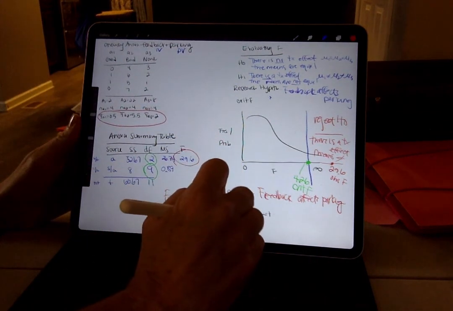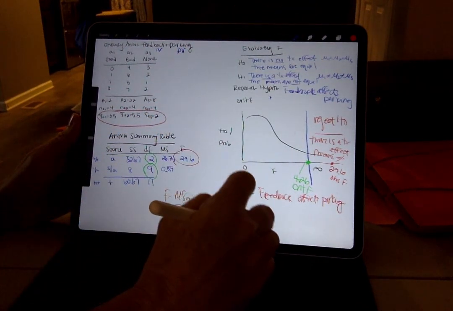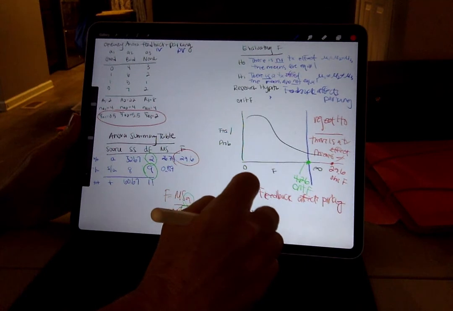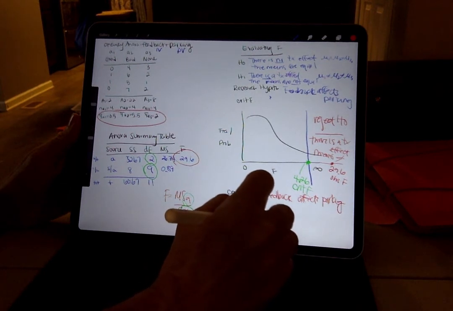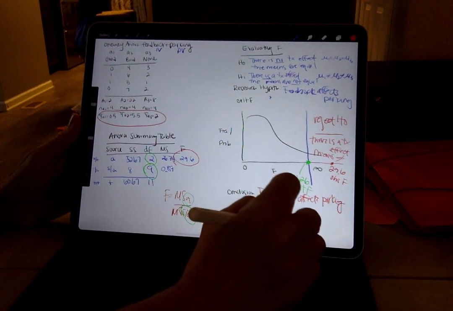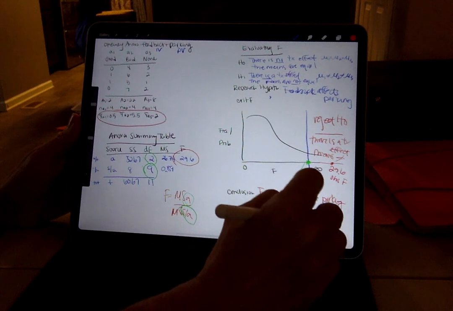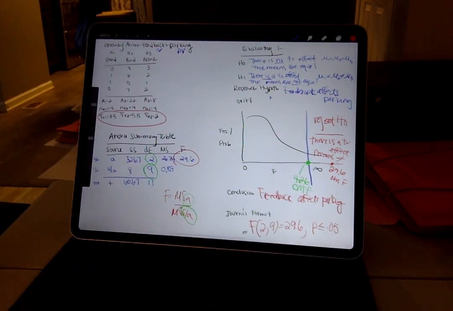So in terms of journal format, our journal format is F. In parentheses, we put our degrees of freedom, 2, 9, equals our observed F, 29.6. And because we rejected, it's P less than or equal to 0.05.